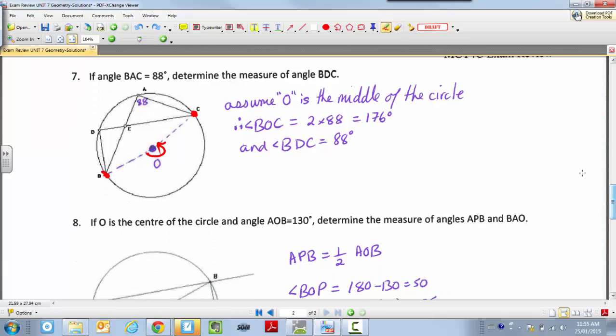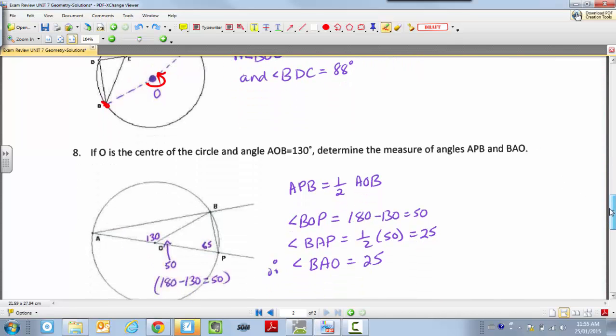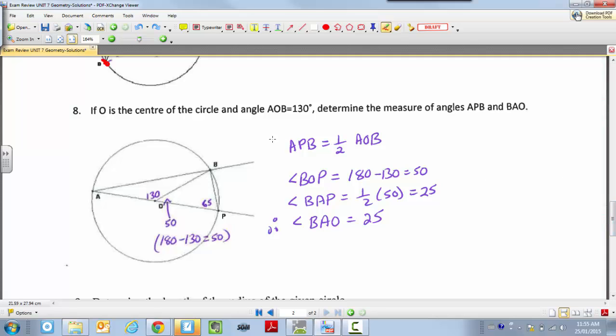Really these are just questions practicing that you saw and understood the rules. So far there's not been much work to do. Now this one looks like it might be a little more advanced. If O is the center of the circle, so O's right here, and the angle is 130, I've written in the 130 that was given to me. Determine the measure of the angles APB, this one over here, BOA, which is this one, and BAO, right up here.